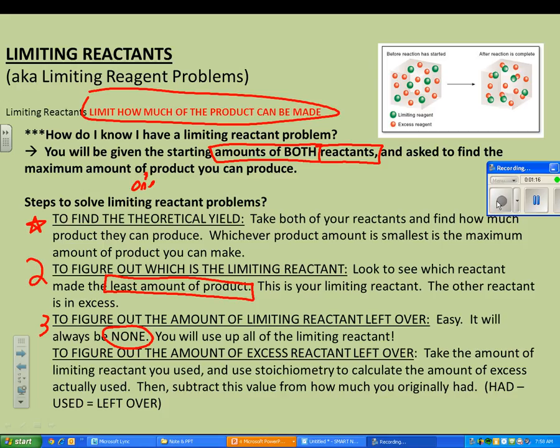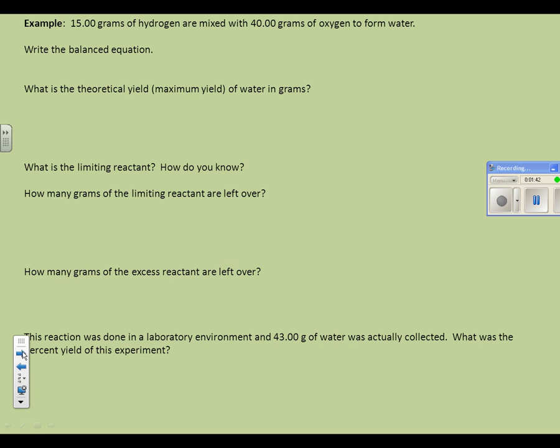And step 4, to figure out the amount of excess left over, this one's a little bit weird. You take the amount of limiting reactant you used, and then you use stoichiometry to calculate the amount of excess reactant actually used. Then you do the equation: had minus used equals leftover. So that doesn't make a whole lot of sense until we actually start doing some practice problems. So we'll jump right into it.